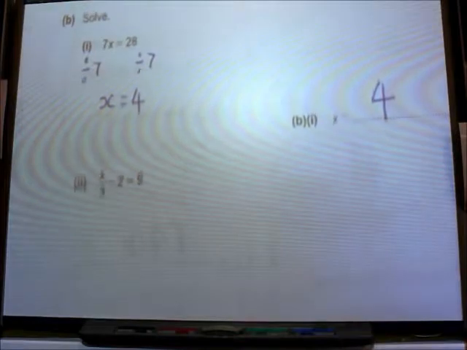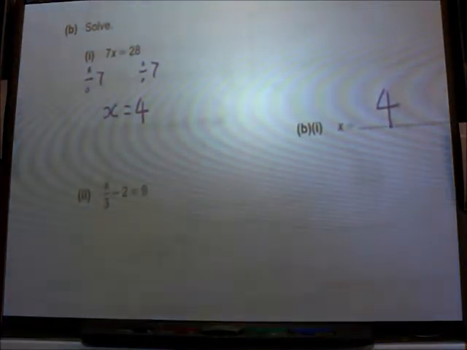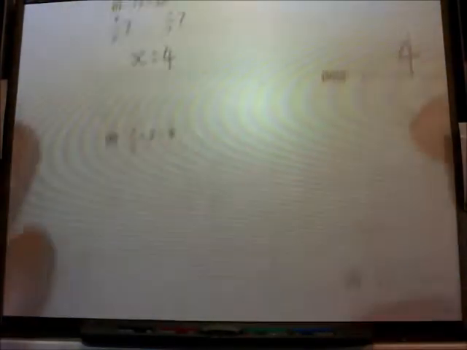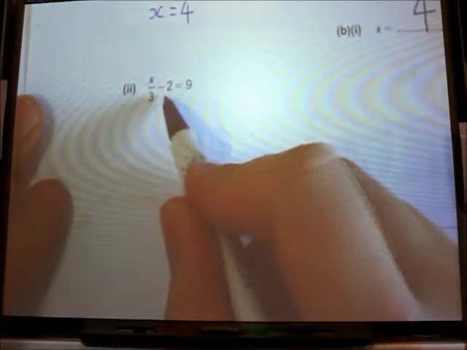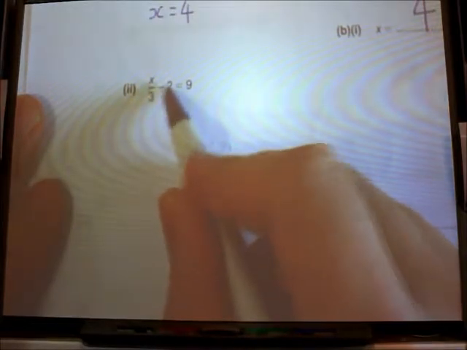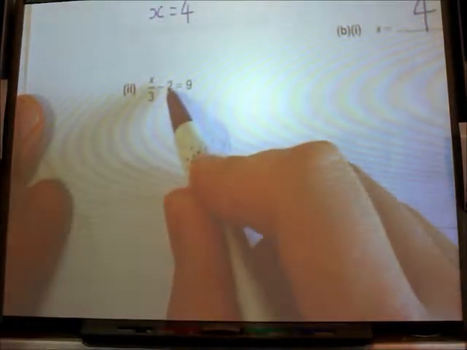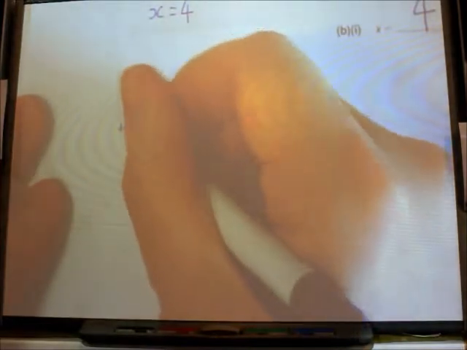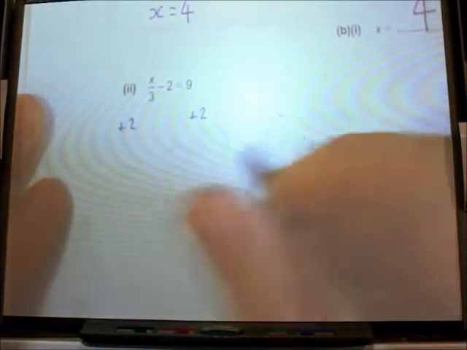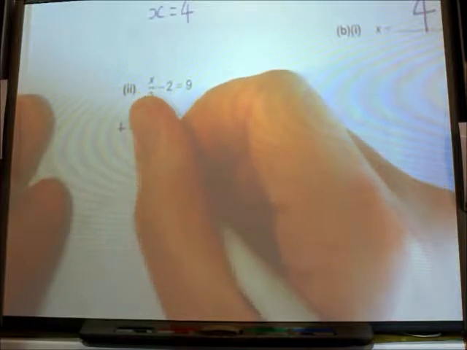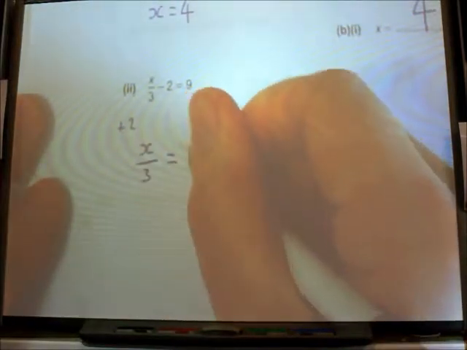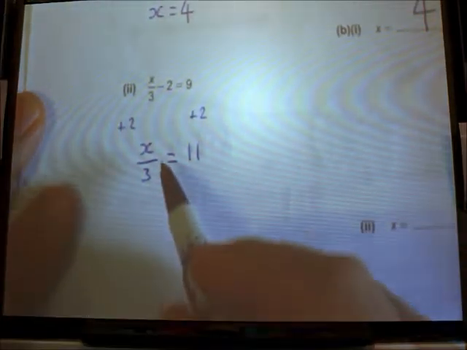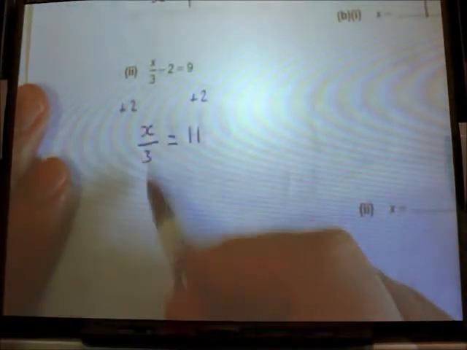The next one, you've got to solve this one. x divided by 3 minus 2 equals 9. It's 2 marks, so you will need to show some workings for it. The first thing we're going to do is to get rid of this minus 2. So how do you get rid of a minus 2? To get it back to 0, you add 2. So we're going to add 2 to both sides. So that will give you, on this side, x over 3 equals, and 9 add 2 is 11. The next bit, you want to get x on its own, don't forget. So how do you undo a divide by 3?